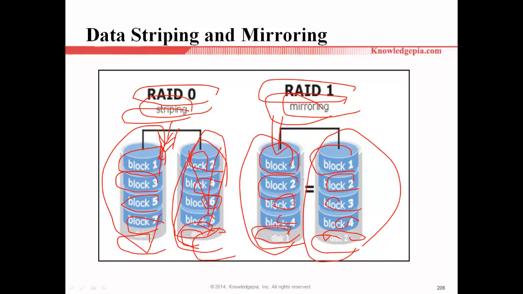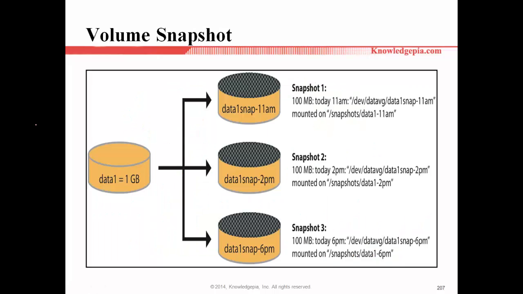So the speed is a bit slower compared to striping, but the stability is better than striping. Volume snapshots: this is the data we want to save, and for this data we want to make a kind of backup. In this case we can use the snapshot.